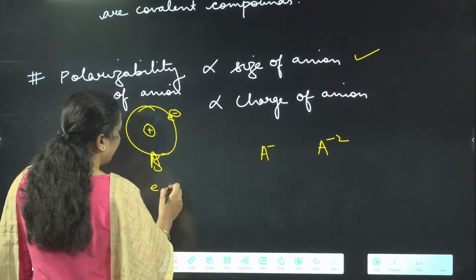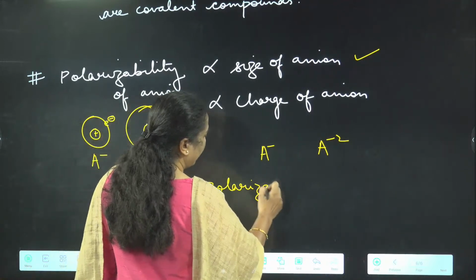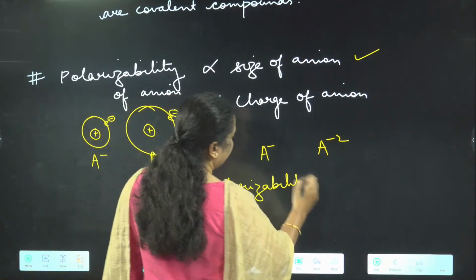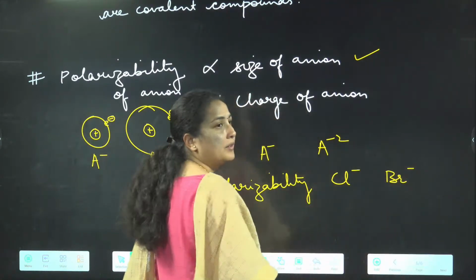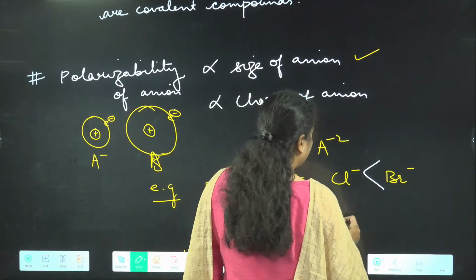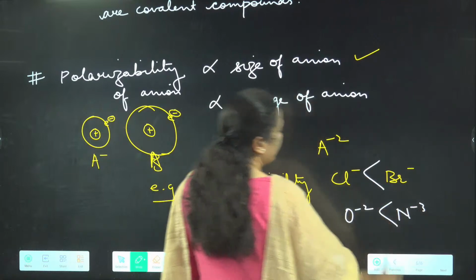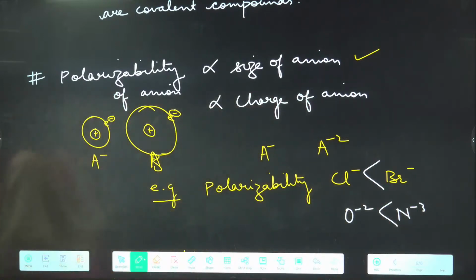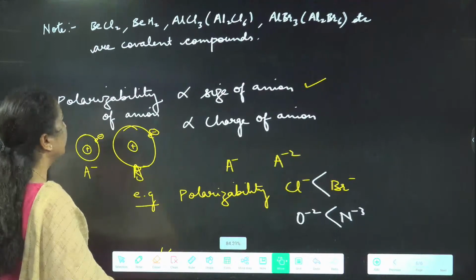So if I give you an example and ask you for the polarizability order, Cl minus, Br minus, definitely it is going to be Br minus. And if I give you something like O minus 2 and N minus 3, then according to charge, it has to be the second one, right? So please write this particular slide and then we'll proceed further.